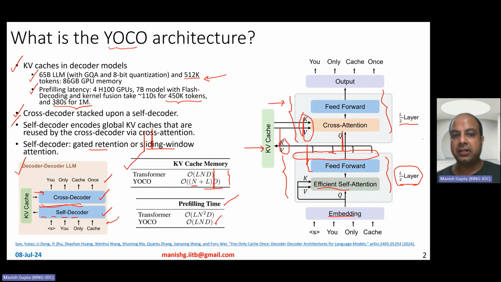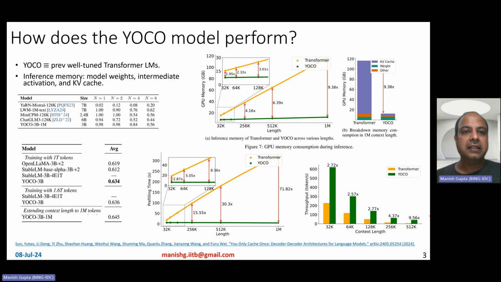But what matters for the order is that prefilling is also being done using efficient self-attention, which basically means that rather than actually taking quadratic time to do prefilling, you're actually going to take linear time for prefilling as well. Okay. So that's that. So that's the YOCO architecture. Now, how does YOCO model perform?